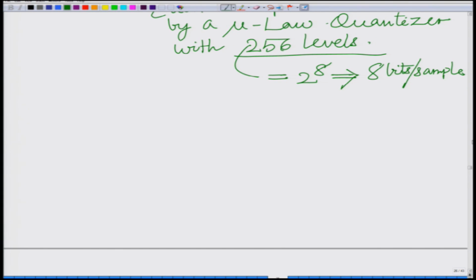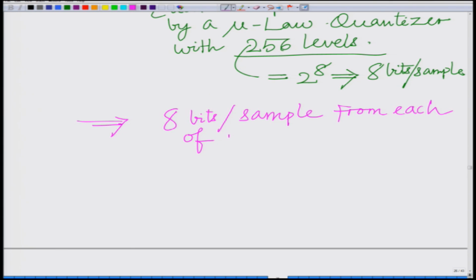Therefore, we have 24 voice signals, right, 8 kilohertz sampling rate. So, net system we have is 8 bits per sample from each of n equal to 24 voice signals, that is your T1 system.